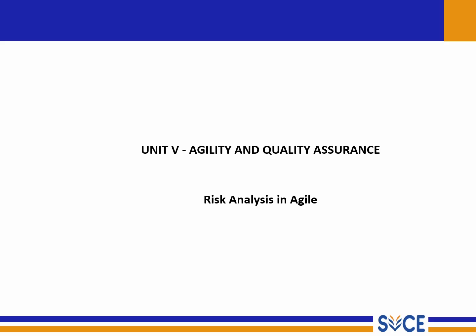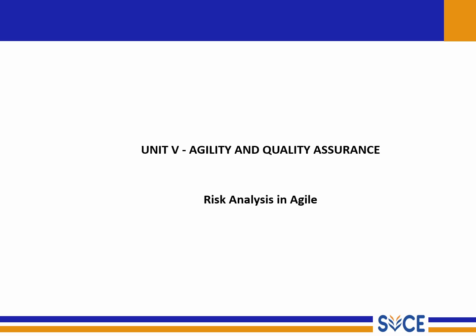Now we are moving to the next topic, risk analysis in Agile, from Unit 5 Agility and Quality Assurance. In any software project, risks are problems that may occur in the future and negatively affect the project, like delays, budget issues, technical failure, or requirement changes.